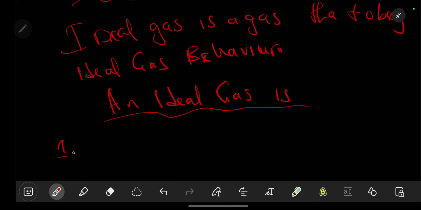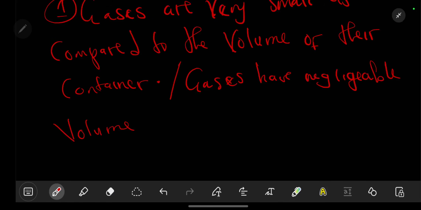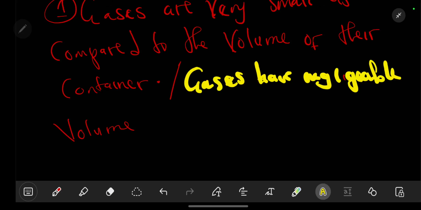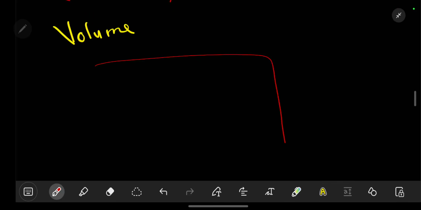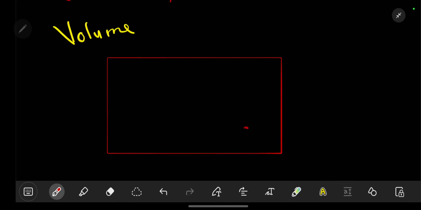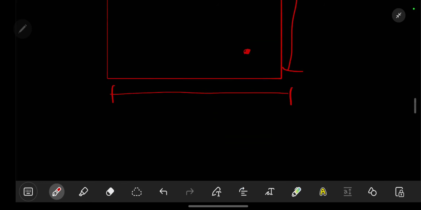Under this one, the first assumption is that gases are very small, such that their volume is negligible as compared to the volume of their container. In other words, gases have got negligible volume. If you have one container like that, a gas like that is very small as compared to the volume of the whole container. Due to this, gases tend to have negligible volume in comparison to the container that they are stored in. So that is the first assumption.